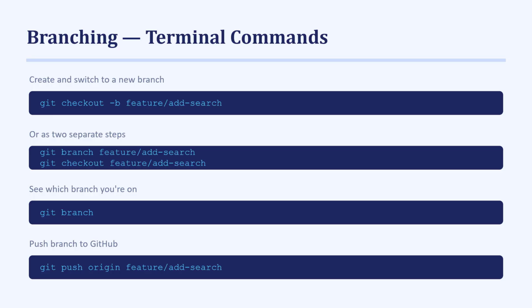You can use git branch, and then you can use git checkout, but git checkout -b does both of these in one step. If you want to see what branch you're on, maybe you've been moving around between branches and you want to verify where you are, you can use git branch. Or when you're ready to push the branch to GitHub in preparation for that pull request step, git push origin, and then the name of your branch.